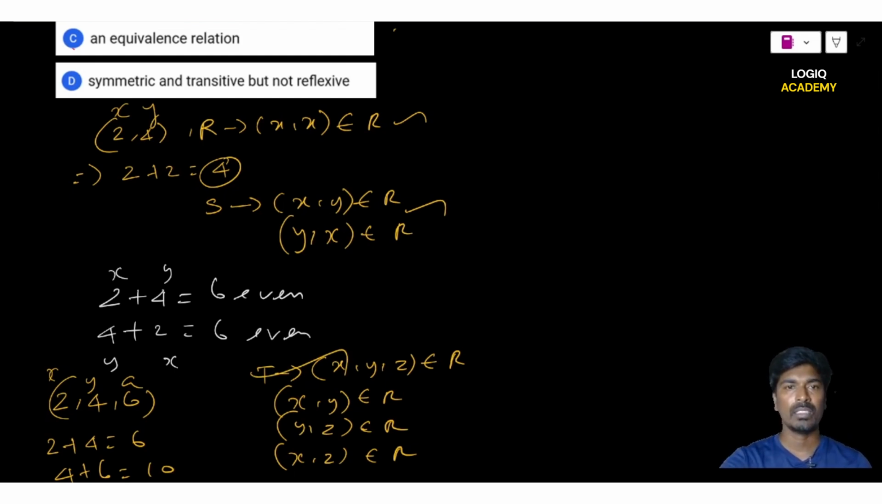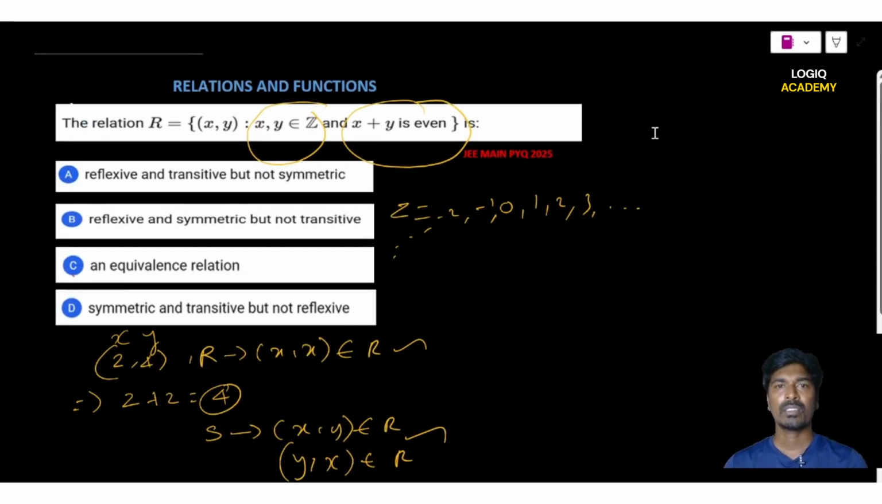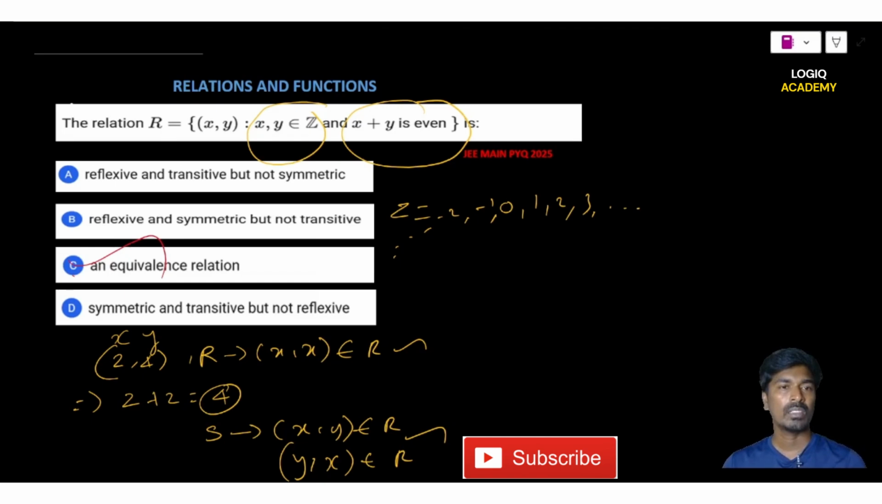Comparing these three, what is the answer? It is an equivalence relation because it is satisfying reflexive, symmetric and transitive. It is called the equivalence relation.